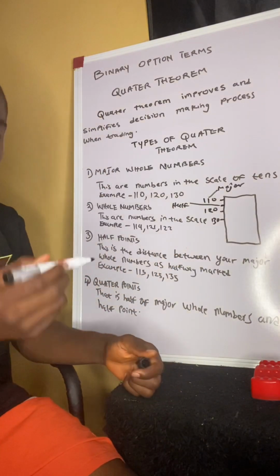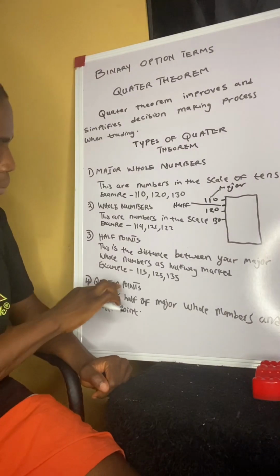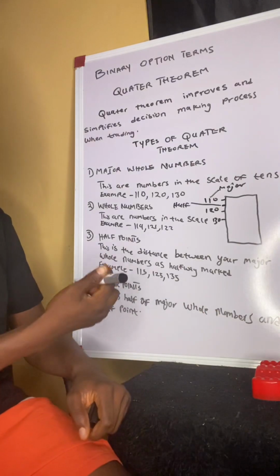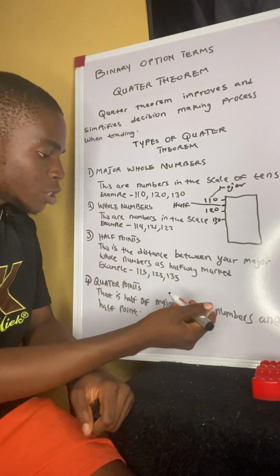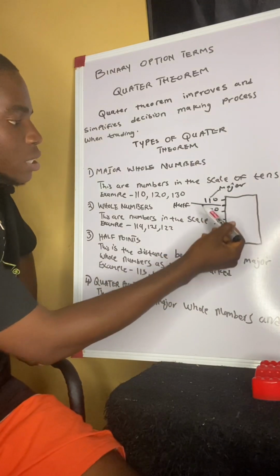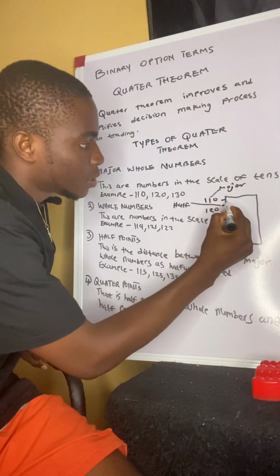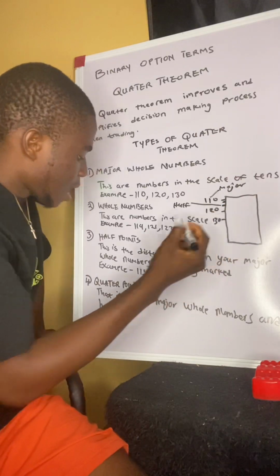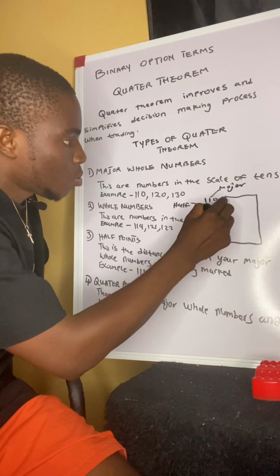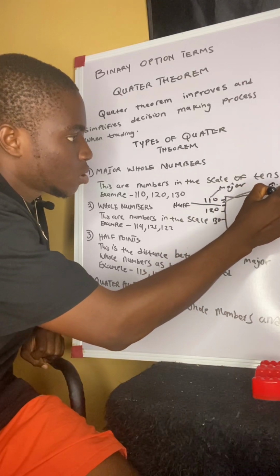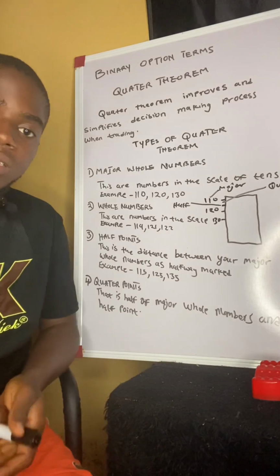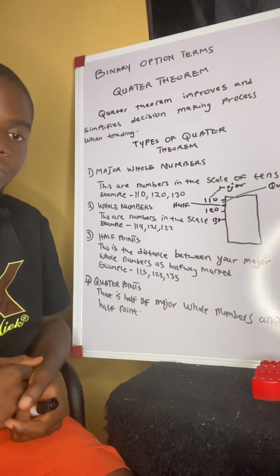And right now, these are quarter points. This is half of the distance between the major whole number and the half point. This is the major whole number, this is the half point, and half of it we add here. That is what we mean by quarter points. All these points I'll show you guys in practical aspects using TradingView live for you to see.